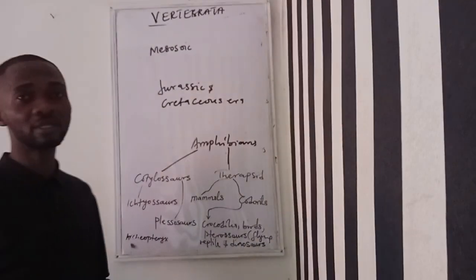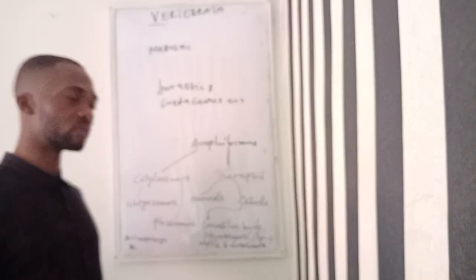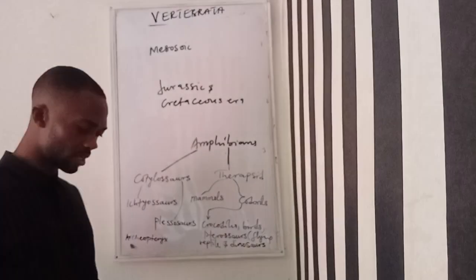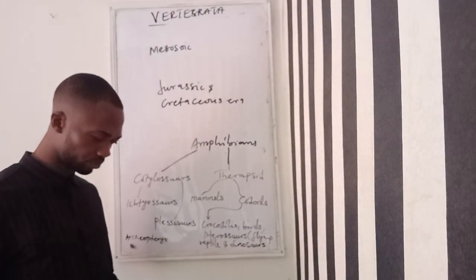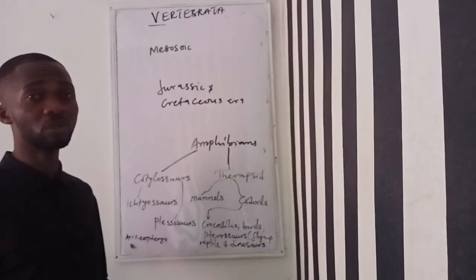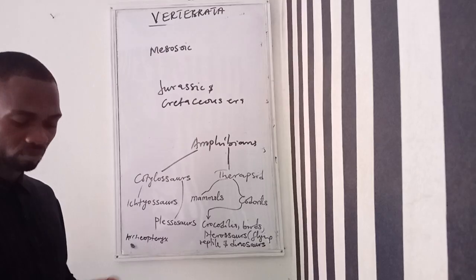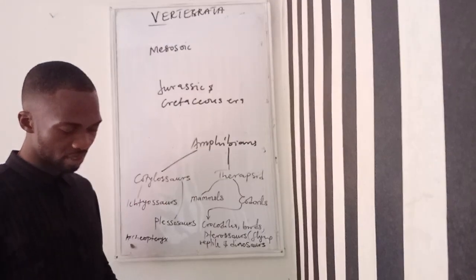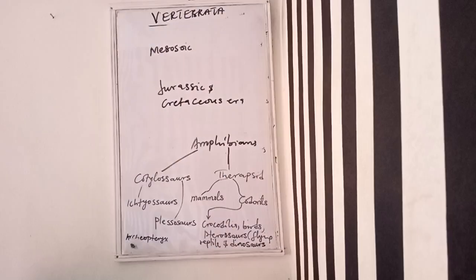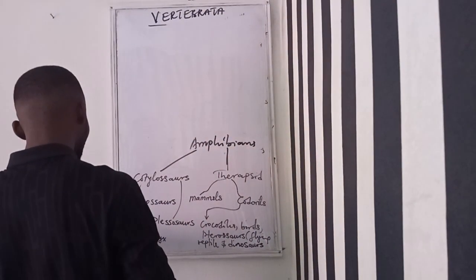Then in terms of heart, amphibians have three-chambered heart, but reptiles also have three-chambered heart. Yes, reptiles also have three-chambered heart, but the crocodilians, like I mentioned, have four. So we may not really point out that. Then the orders of reptiles. We will have important orders of reptiles.